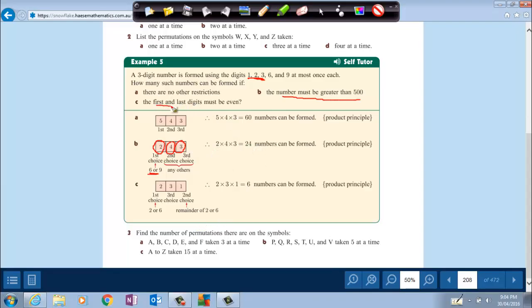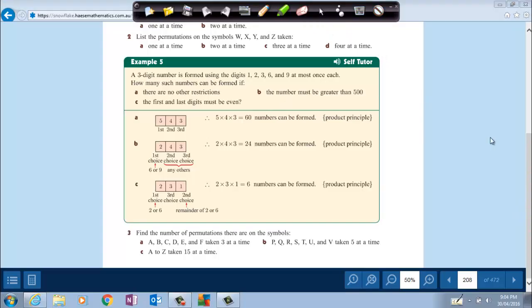Likewise, C, when you've got the first and last digits even, the first one we've got a 2 or a 6, there's 2 ways. Since you've used that 1 even, you've got 1 more to choose from to put the even at the end, and then you've used 2 up, there's 3 remaining. So that's the way of finding the different possible ways of organising these numbers.